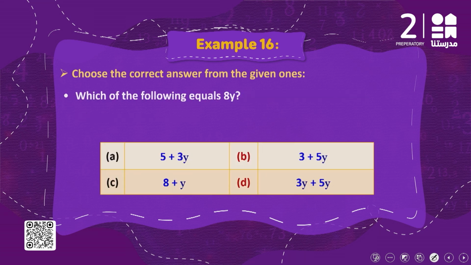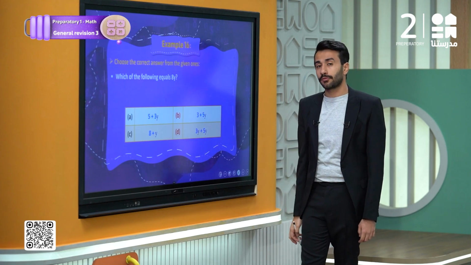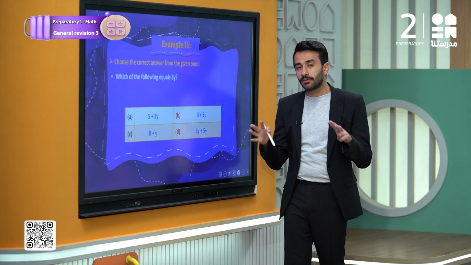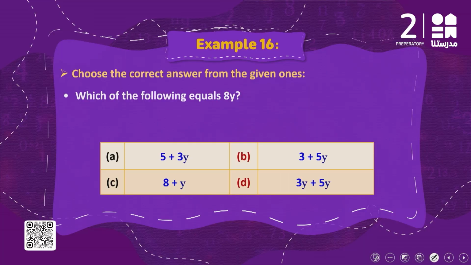Which of the following equals 8y? We have solved a question like this one before. This is very easy. For sure it will be 3y plus 5y. We need 8y. Here we have 3y and 5y, so added together it's 8y.